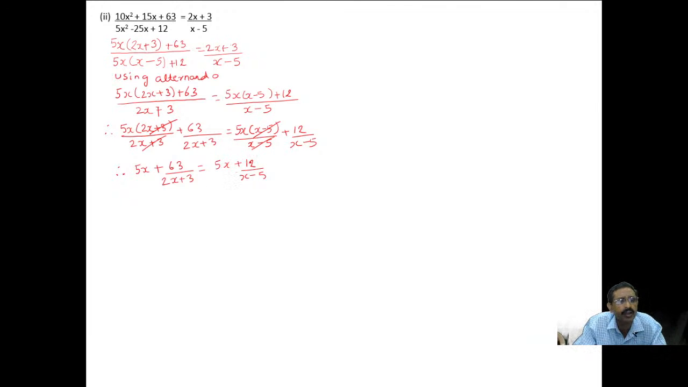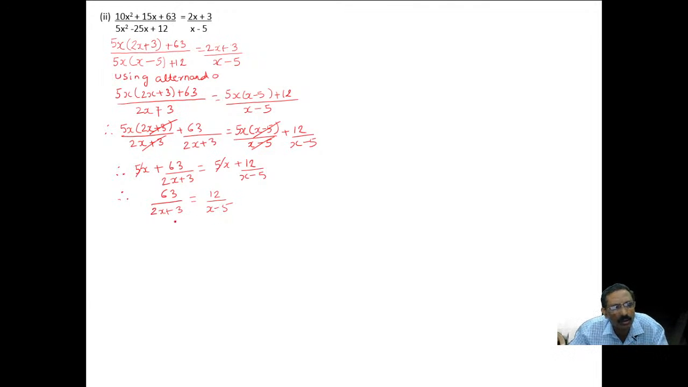Now we have got this value. Now if you see further, what can be done? Can we cancel this and this? Okay, what we get, therefore, 63 upon 2x plus 3, which is equal to 12 upon x minus 5. We have come to a point where we have reduced it to 63 upon 2x plus 3, which is equal to 12 upon x minus 5.